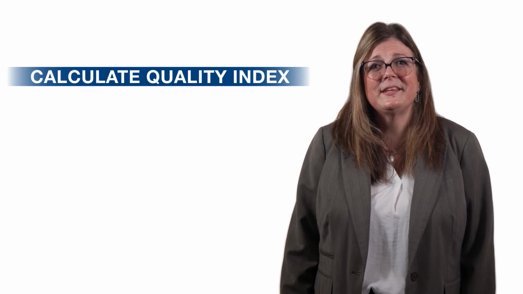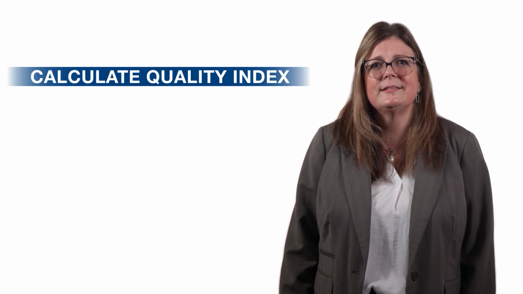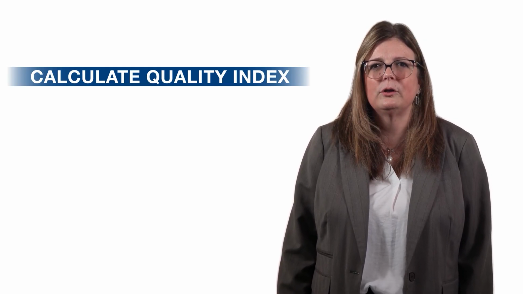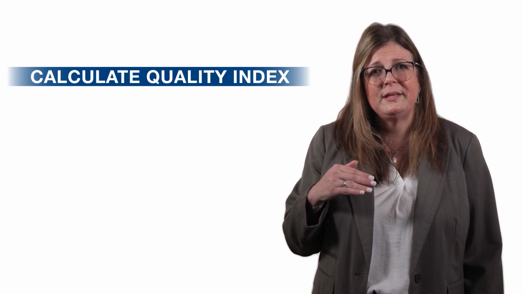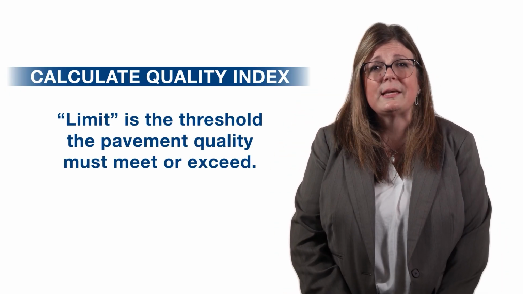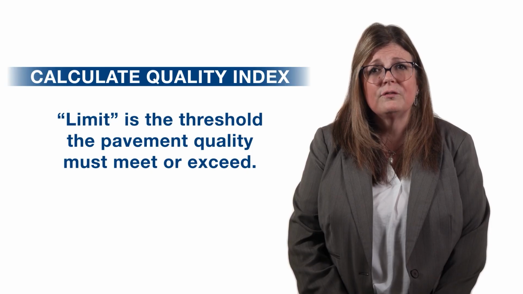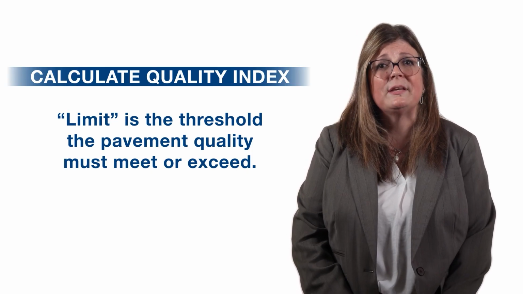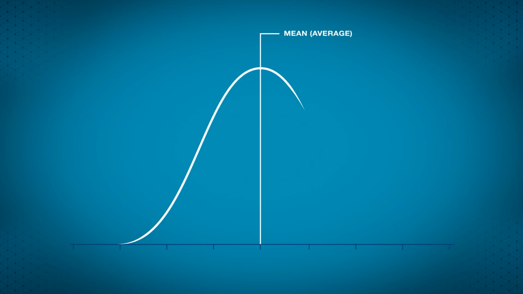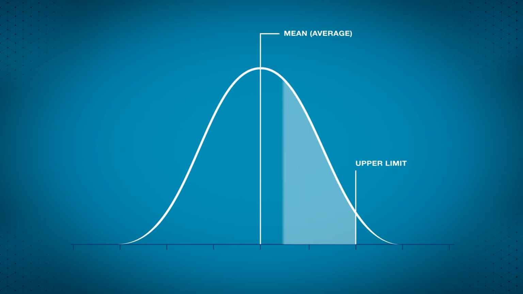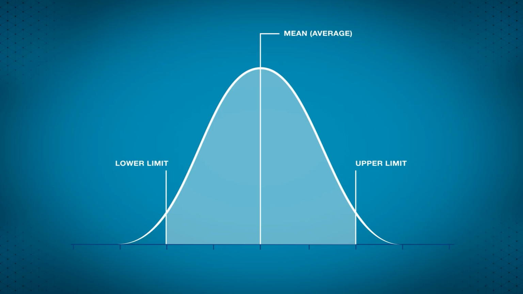The next step is to calculate the quality index, a statistical measure that evaluates how closely the samples align with the upper and lower specification limits. The limits establish acceptable quality ranges and serve as thresholds that pavement must meet or exceed. Certain properties, like rut resistance, have an upper limit, meaning samples tested for rutting must fall below the upper quality index limit, while density requires samples to be above a lower limit.